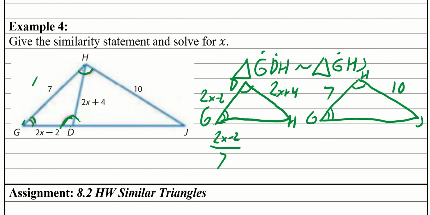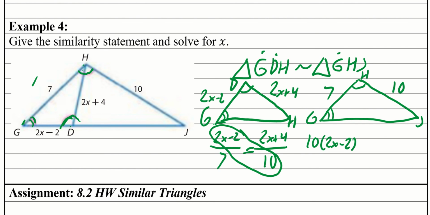So that's 2x minus 2 over 7, and that's going to equal, with the other corresponding side, 2x plus 4 over the corresponding side, 10. This is how we set up these proportions, setting the corresponding sides over one another, and now I can cross multiply and solve. So I have 10 times 2x minus 2. Remember, anytime you have an algebraic expression, I would put that in parentheses to remind yourself to distribute. And that's always going to equal what I get when I multiply the other two, so 7 times 2x plus 4, again in parentheses. And now we can distribute and solve.